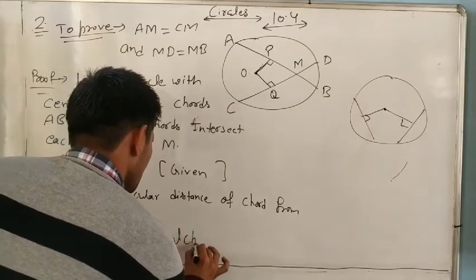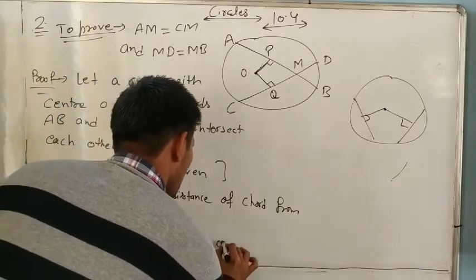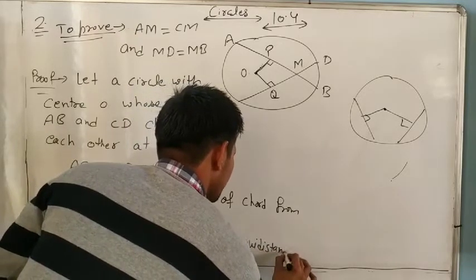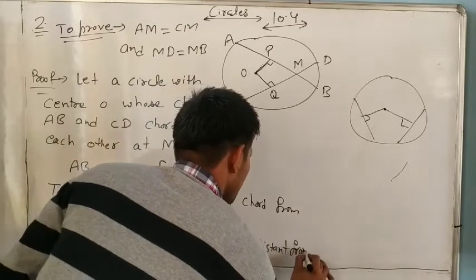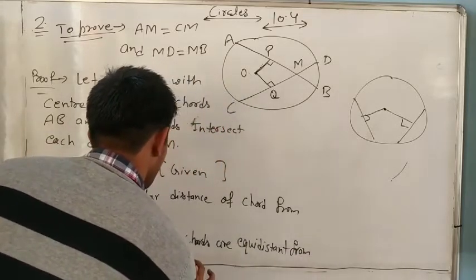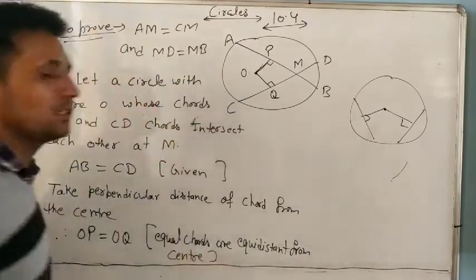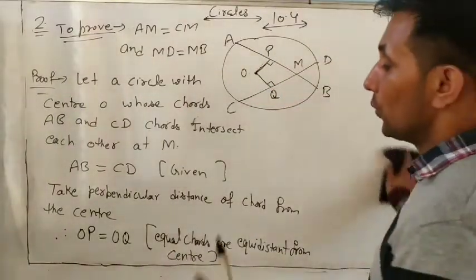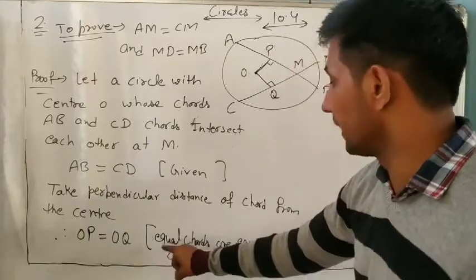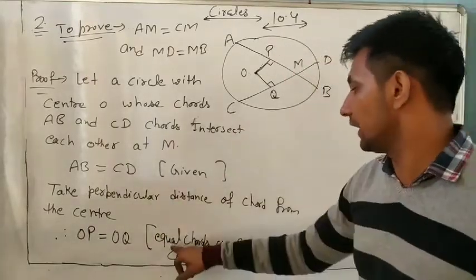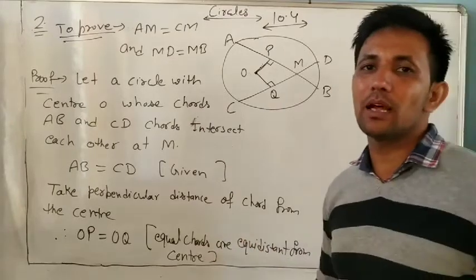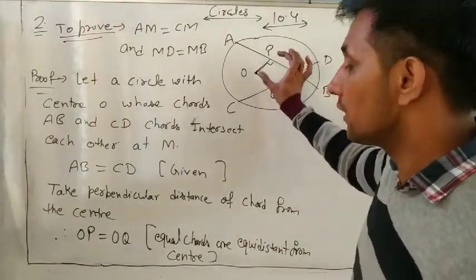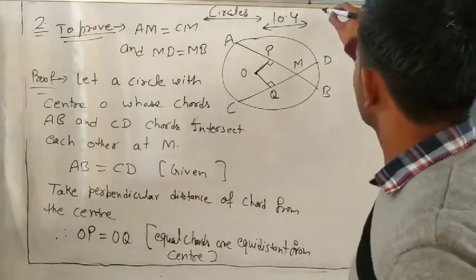Equal chords are equidistant from the center. Everyone knows theorem 10.6. Don't write the theorem number in the notebook, but write its statement: OP equals OQ, because equal chords are equidistant from the center. Because how will you find the distance? Distance is always perpendicular, so the distances are equal.